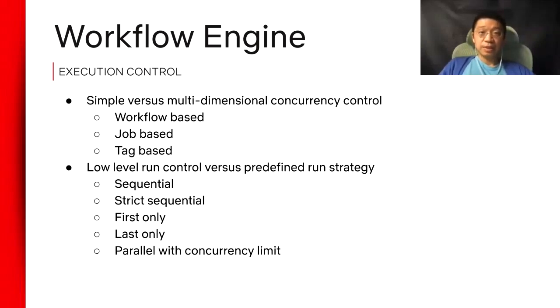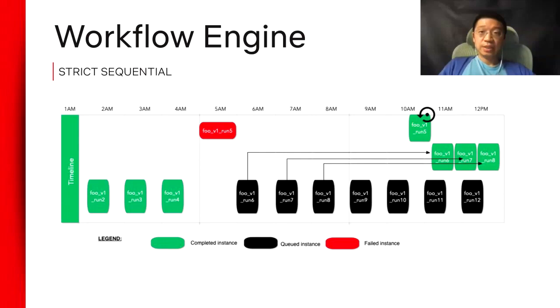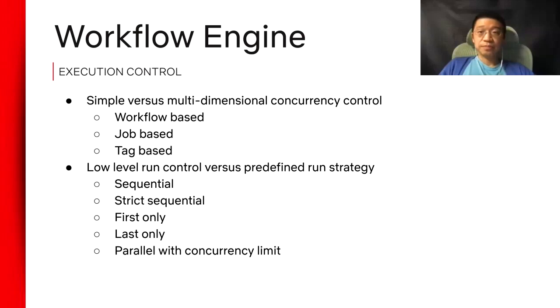Here are the predefined ones. Sequential ensures only one is running, in first in, first out order. Strict sequential handles unexpected job failures. In this case, users usually want to pause the execution, but still include the new ones. For example, here, when run 5 failed, runs 6 to 12 will be included, but there is no new execution. After the underlying issue is fixed, the user then restarts the failed one to resume the execution.